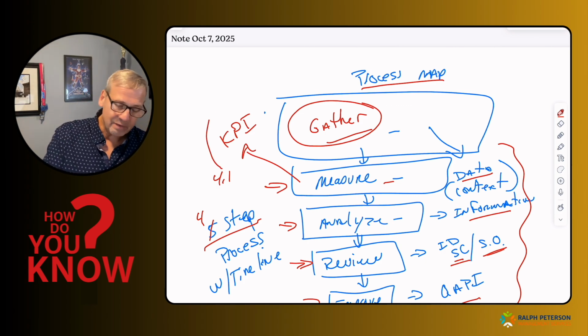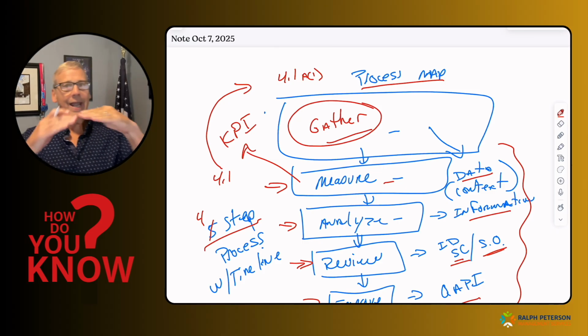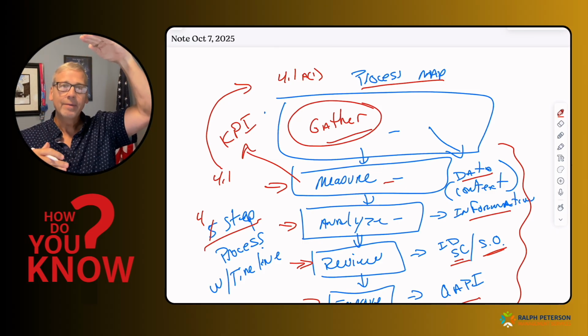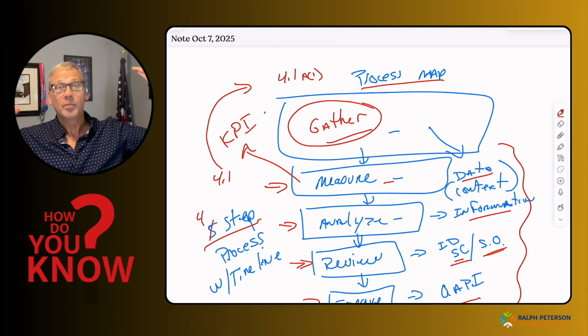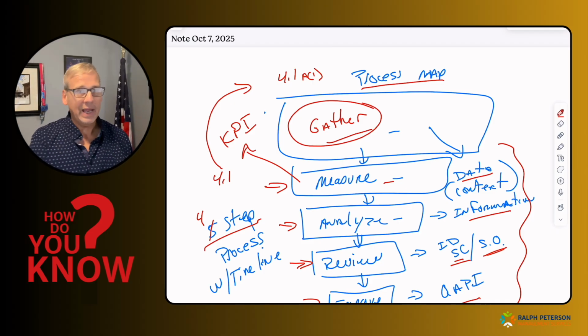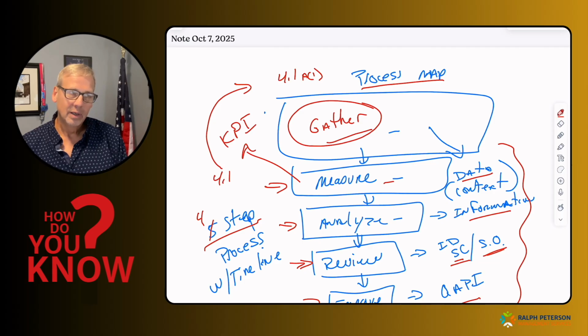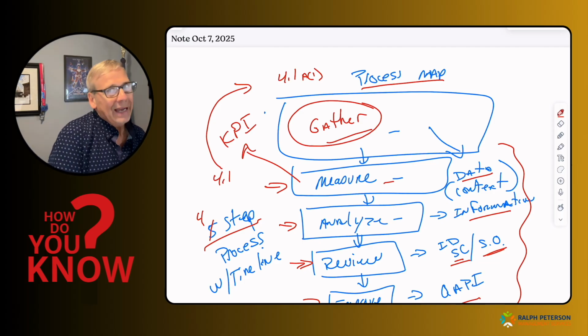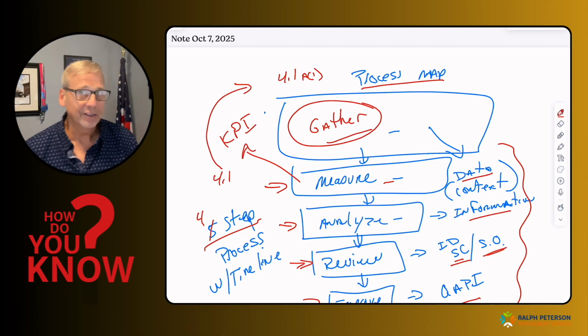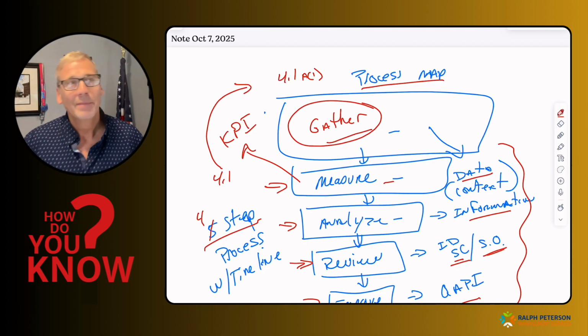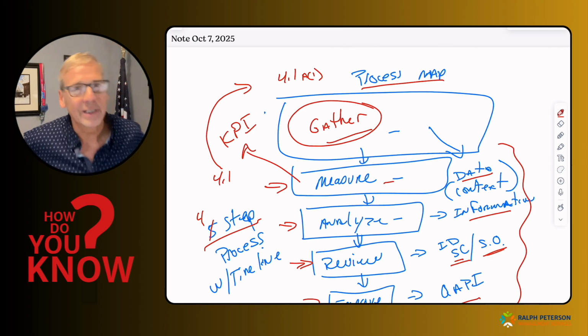But it's not 4.1. This is 4.1A1. And it goes above the 4.1 question because what it's asking is, okay, how do you track data and information? Well, you need to track data and information before you can measure, analyze, and review it. Don't you agree? Doesn't it make sense? You have to have your information in order.